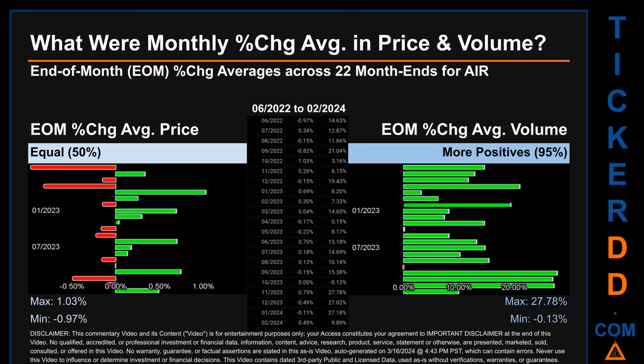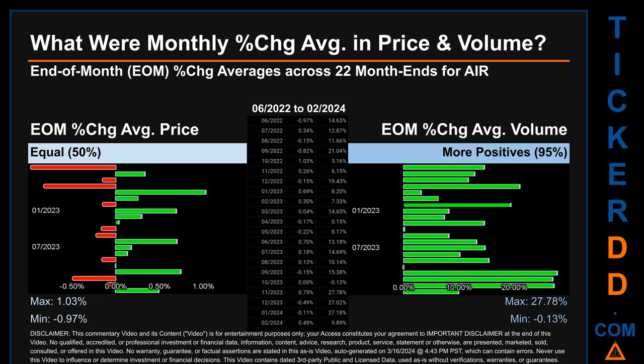From 06/2022 to 02/2024, there was an equal split of monthly percentage change in price across 22 month ends. In terms of volume, 21 out of 22 month ends had a positive percentage change. That is, 95% of month ends saw a positive percentage change in average volume.